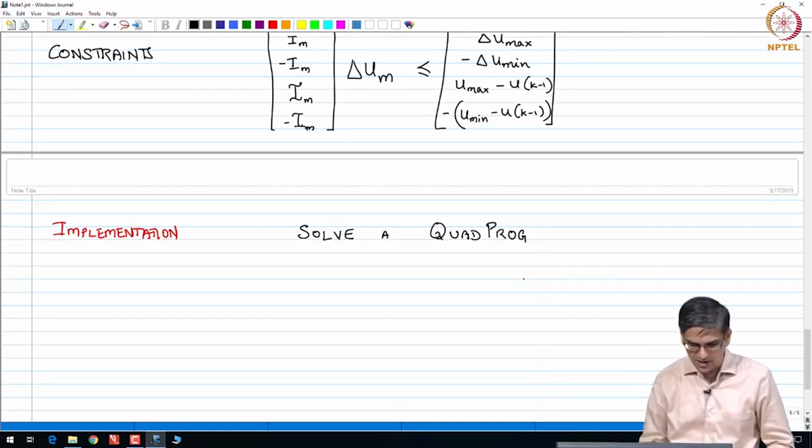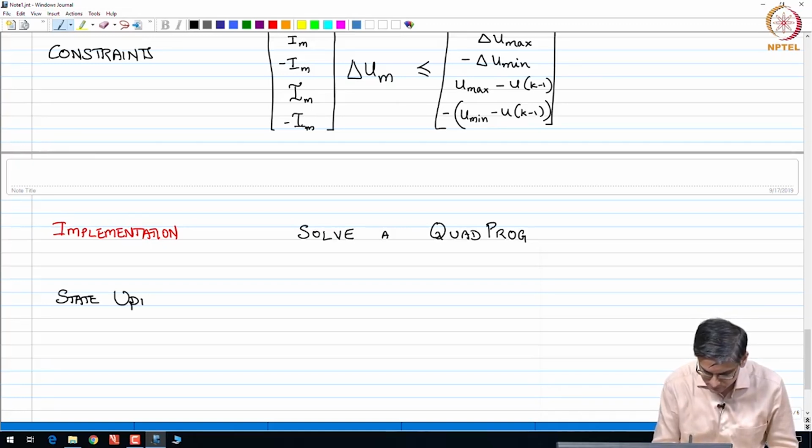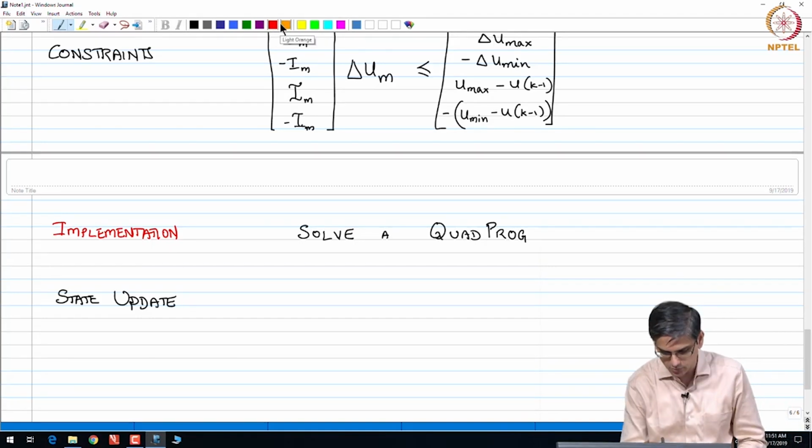After implementing, you need to do the state update. State update is where the two are going to differ.